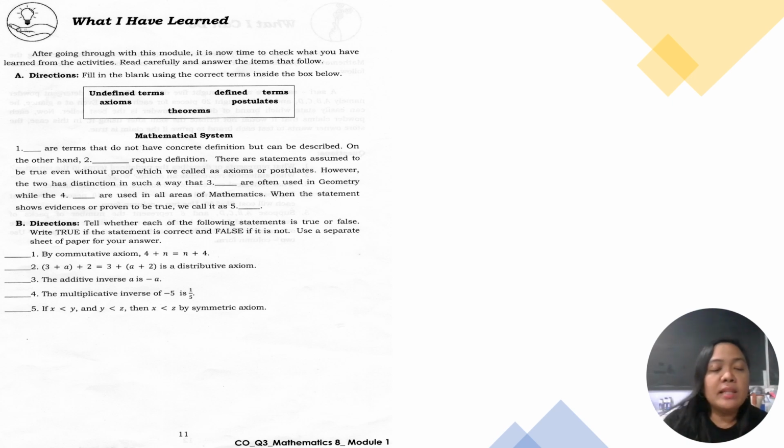For test B, that is true or false. Tell whether each of the following statements is true or false. You may write true if the statement is correct and false if it is not. Use the answer sheet given to you. So you may write your answer, true or false, directly before each number. You may now begin.